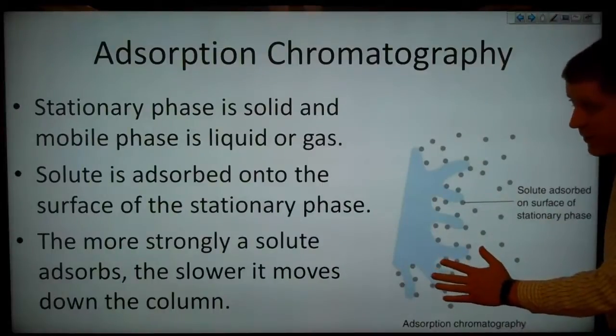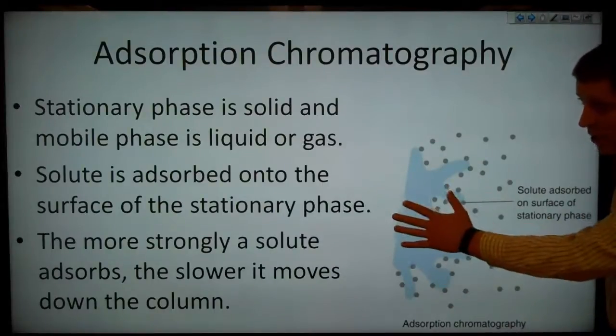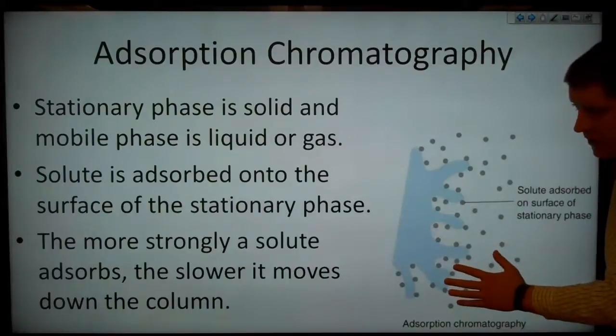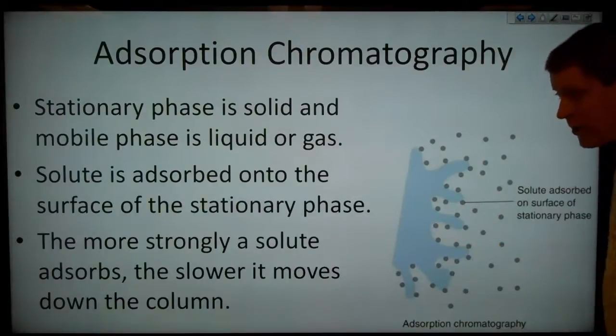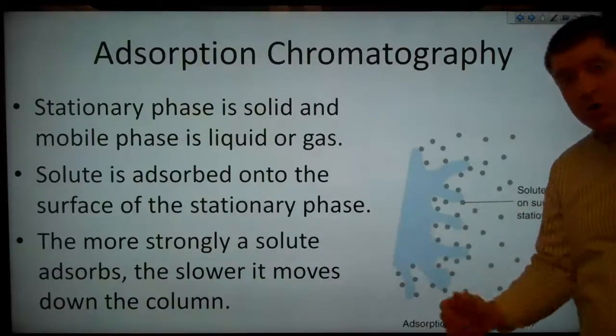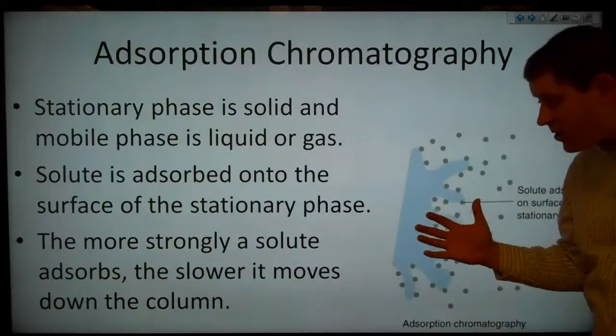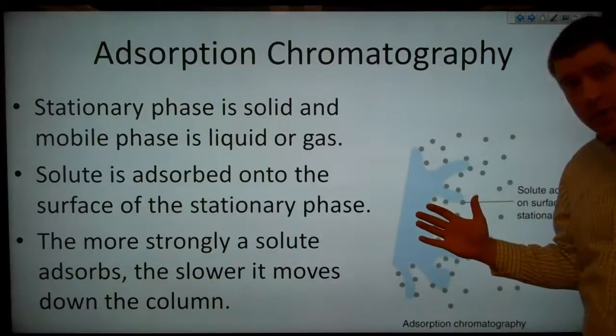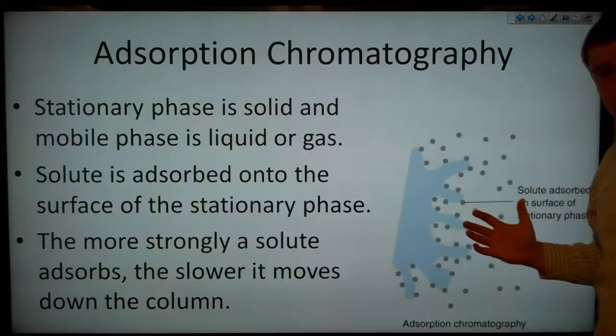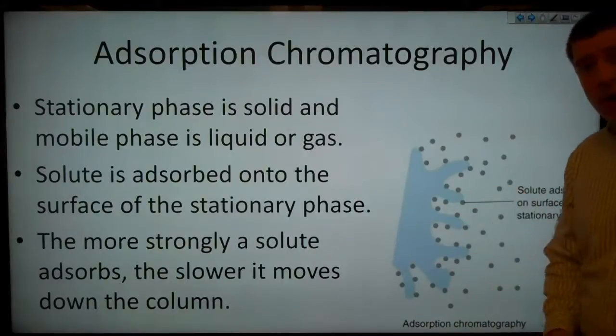That's our stationary phase. So solute is adsorbed onto the surface of our stationary phase, and the more strongly the solute adsorbs, the slower it's going to move down the column, because the larger fraction of time it's going to spend adsorbed, and thus the lower fraction of time it's going to spend in the mobile phase, moving past the stationary phase.